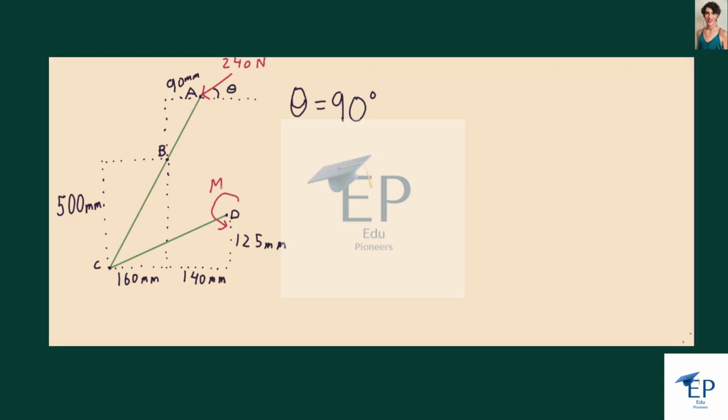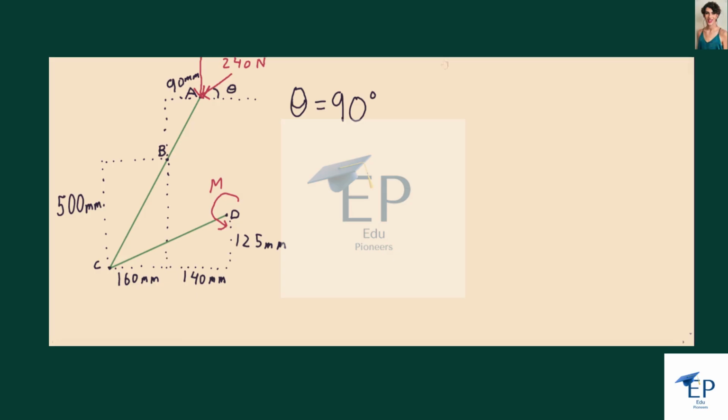We have to find a moment m that will keep the system in equilibrium whenever an input force of 240 newtons is applied to the point A. And since theta is given to be equal to 90 degrees, we can say that this force vector will be directly applied vertically. So there's no x component in this force vector.